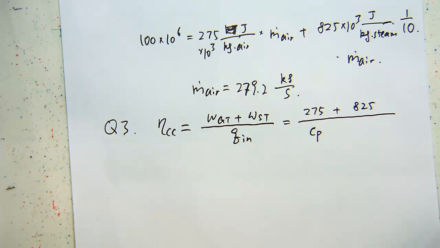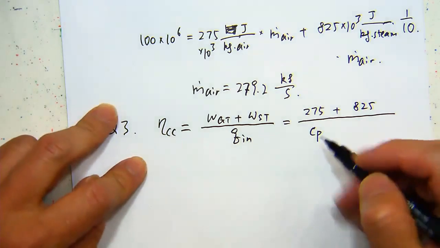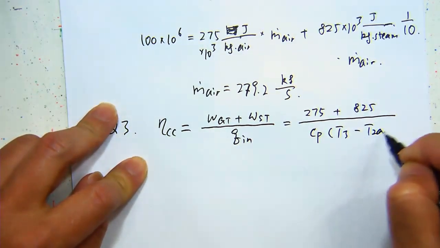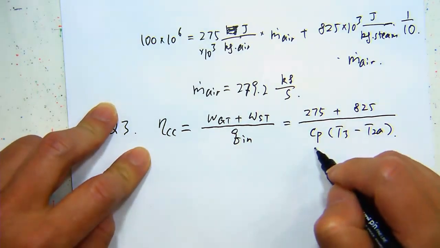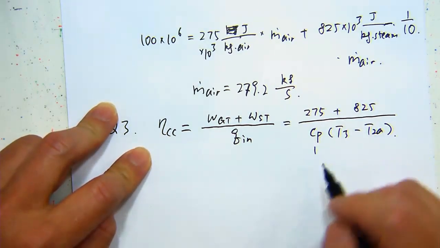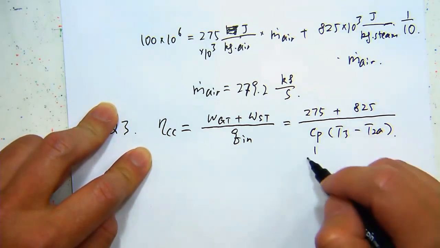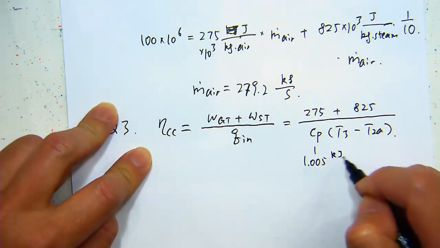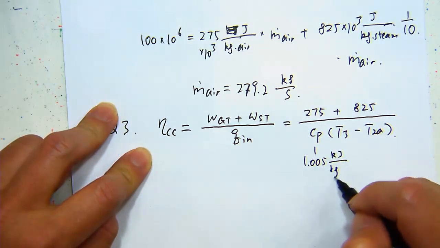T3 minus T2A. That's it. Just the temperature. Cp, right? Yeah, T3 minus T2A. All right, so Cp is given as about 1.005 kilojoule per kilogram per Kelvin.